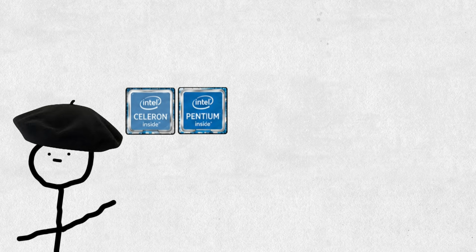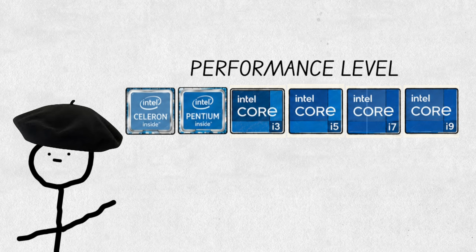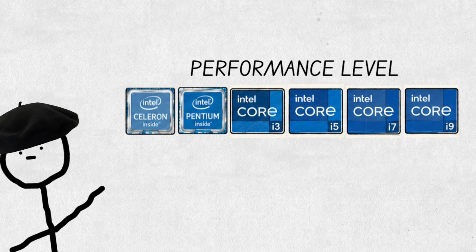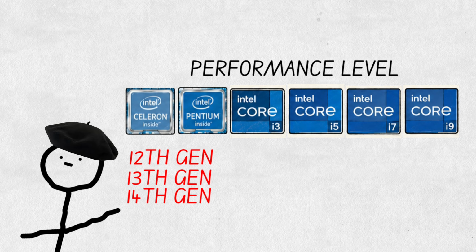The confusion comes from three things stacking on top of each other. First, there's the tier system: Celeron, Pentium, i3, i5, i7, i9. That's about performance level. Second, there's the generation system: 12th gen, 13th gen, 14th gen. That's about when the chip was made. Third, there are the suffixes: K, F, H, U, and others. Those tell you what the chip was designed to do. Three separate systems, all attached to the same product's name, all relevant at the same time.